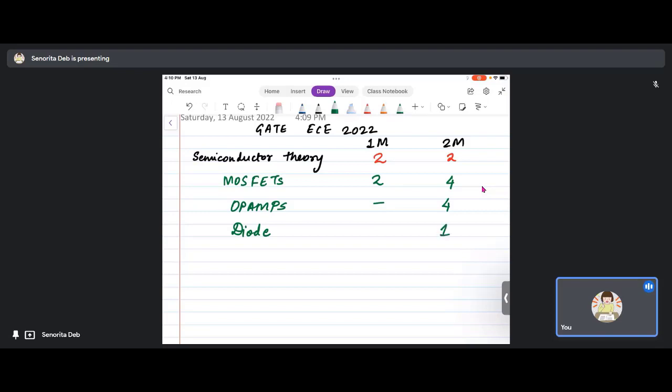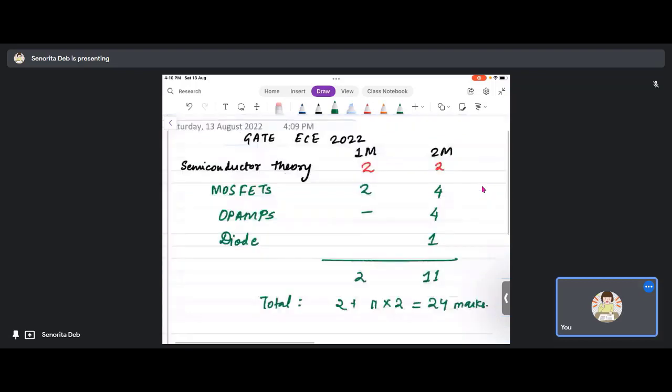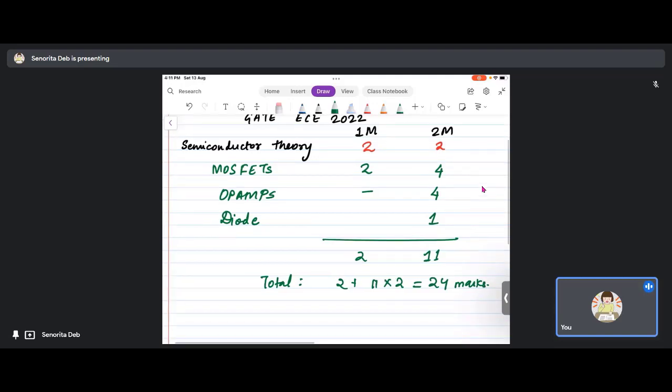Okay, so if you add it up, here it is 11 questions, right? So total marks is 2 plus 11 into 2, so it's 24 marks, right? Is this fine? Oh, sorry, this will be 4.